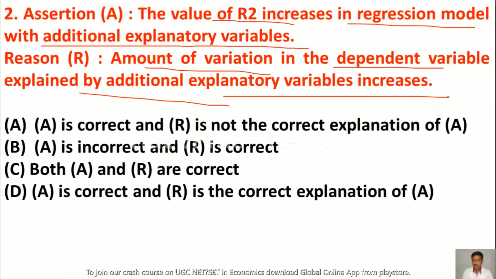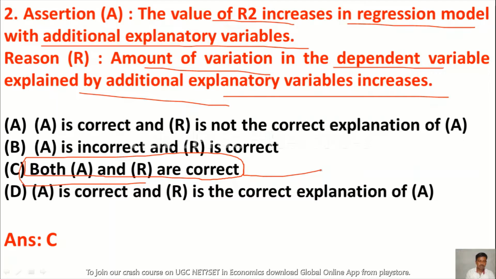Here four options are given. Option A, assertion is correct and reason is not the correct explanation of assertion. Option B, assertion is incorrect, reason is correct. Option C, both assertion and reason are correct. Option D, assertion is correct and reason is correct, and the reason is the correct explanation of assertion. So here option C, both A and R are correct. Assertion is correct and reason is also correct.